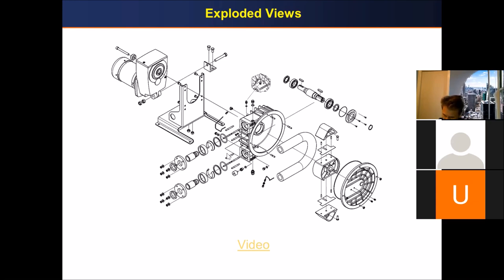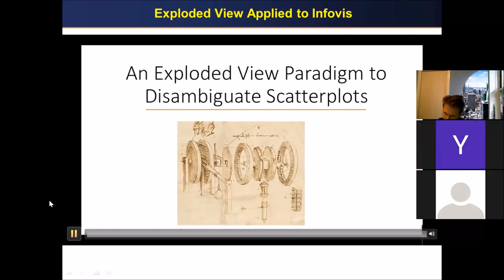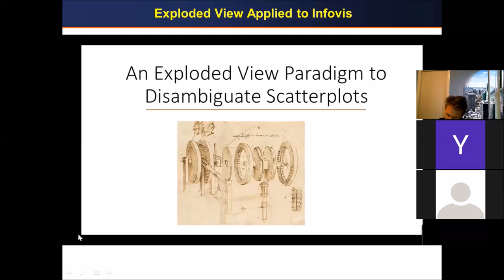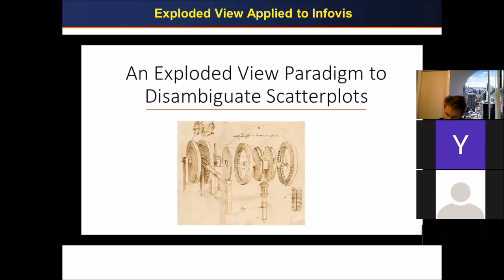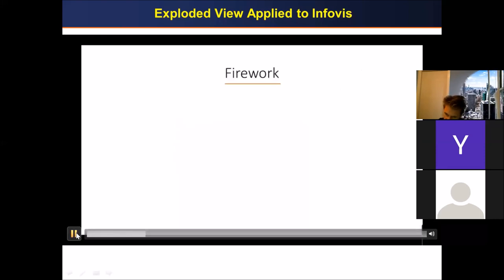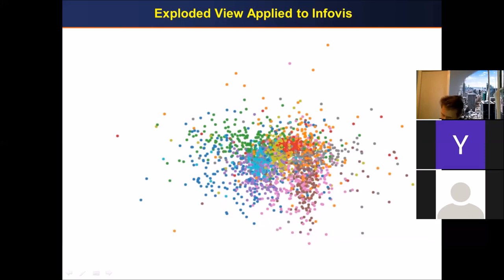So for example, here's a video that we made, using an exploded view paradigm to disambiguate scatter plots. If you have this scatter plot here, it's really hard to see what the individual distributions look like. You see there's a red one and a purple one, a pink one, a green one, an orange one, but you can't even tell the shape of it. Wouldn't it be great if you could see that and still at the same time also see how it all goes together? So you can use this exploded view paradigm for this.